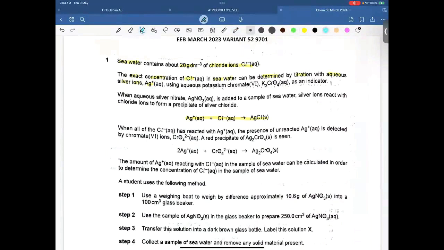For this titration, we need to use aqueous potassium chromate(VI) as an indicator. When aqueous silver nitrate is added to a sample of seawater, silver ions react with chloride ions so that white precipitates of silver chloride are formed.